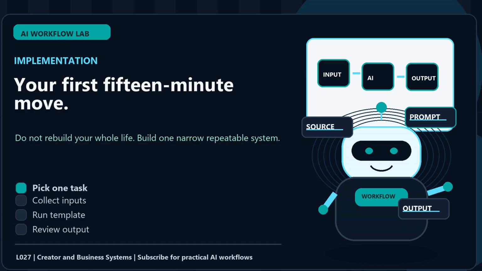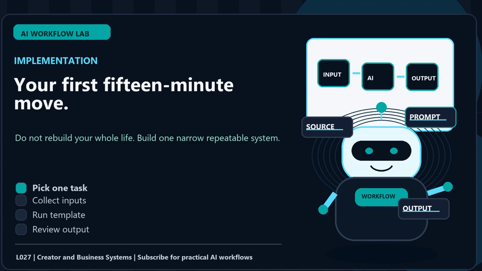Here is your first 15-minute move. Pick one recurring task related to AI newsletter workflow. Do not pick the biggest task in your life. Pick something that happens often enough to matter and small enough to test today.